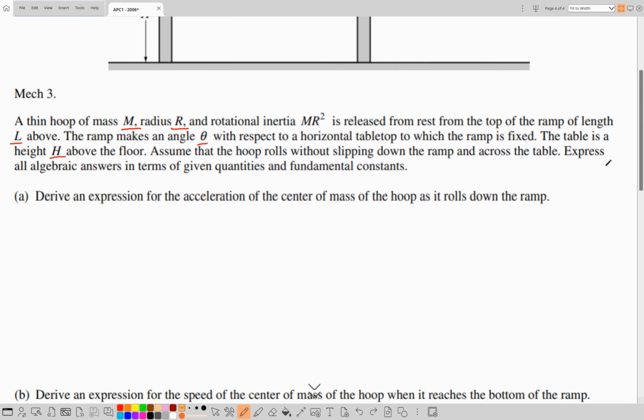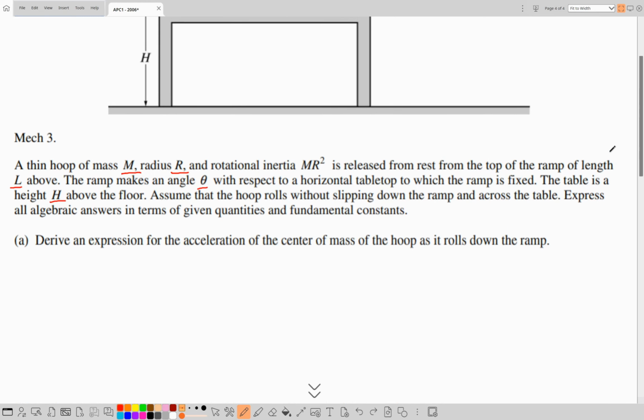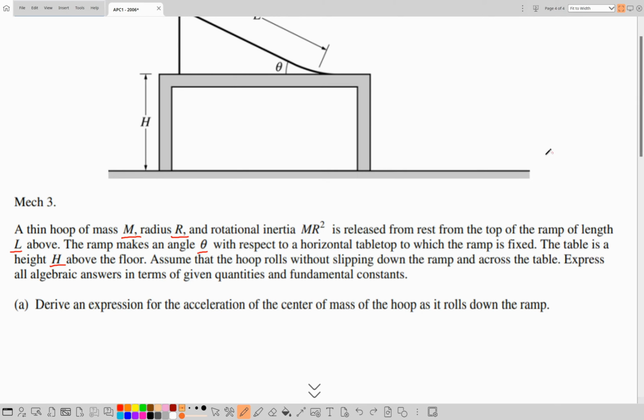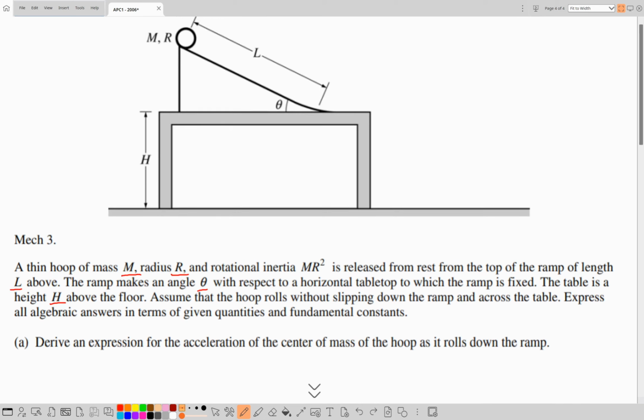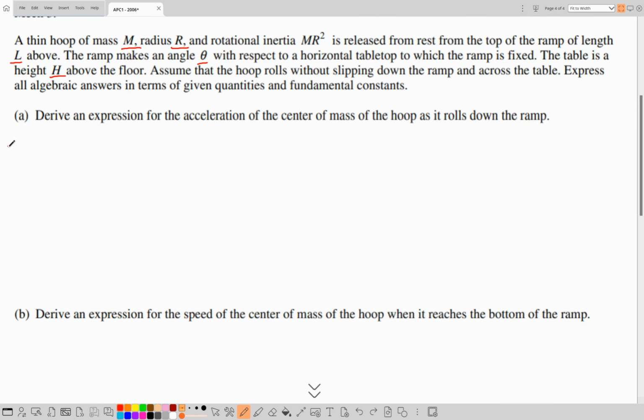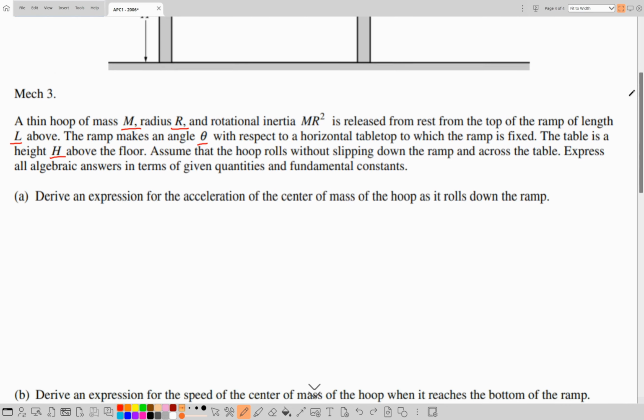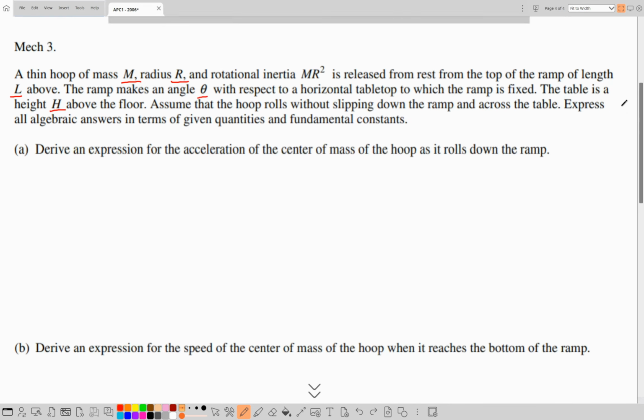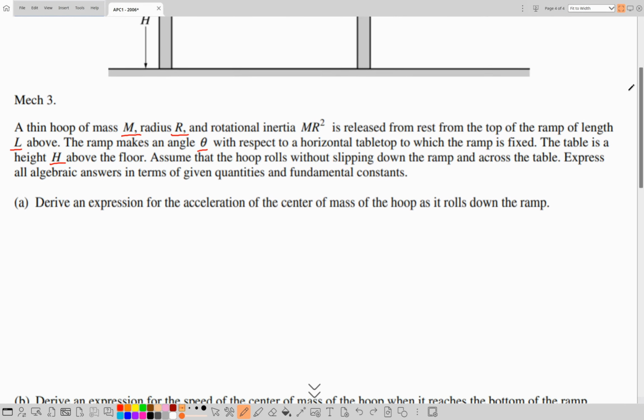Then derive an expression for the acceleration of the center of mass of the hoop as it rolls down the ramp. We know that we can solve this part using two strategies, either Newton's second law or conservation of energy. But if we use conservation of energy, that would allow us to determine the speed before the acceleration. And notice carefully the order of the parts. In part B, they are going to ask us for the speed. So it's better for A to determine the acceleration using Newton's second law. Then in part B, the speed can be deduced either via calculus or kinematics.